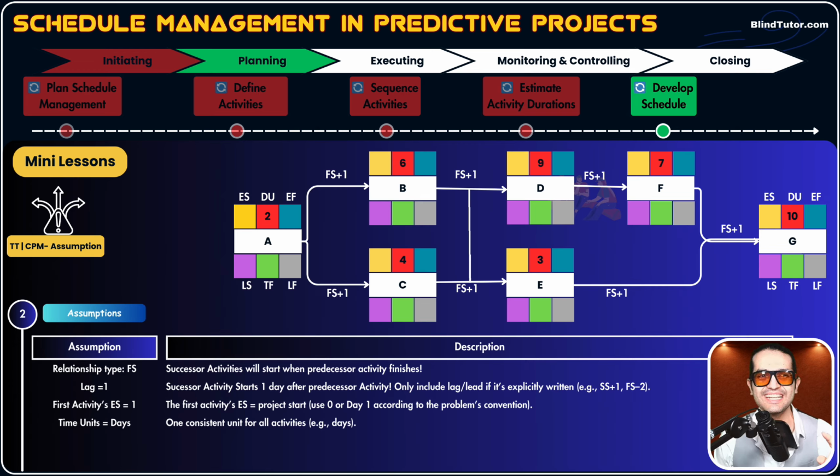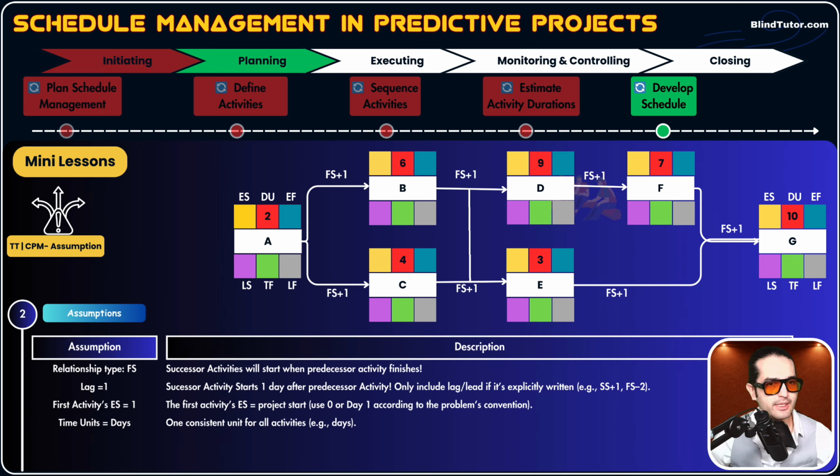That plus 1 is lag. We wait 1 extra day. If it was FS without plus 1, what does that mean? It means that activity B starts right after activity A finishes, in the same day that activity A finishes. Since we have plus 1, we wait 1 extra day. If it was FS minus 1, what does that mean? It means that activity B starts 1 day before activity A finishes. So that lead and lag is very important. And also we consider that first activity's ES, activity A's early start is 1. We start our project in day 1.